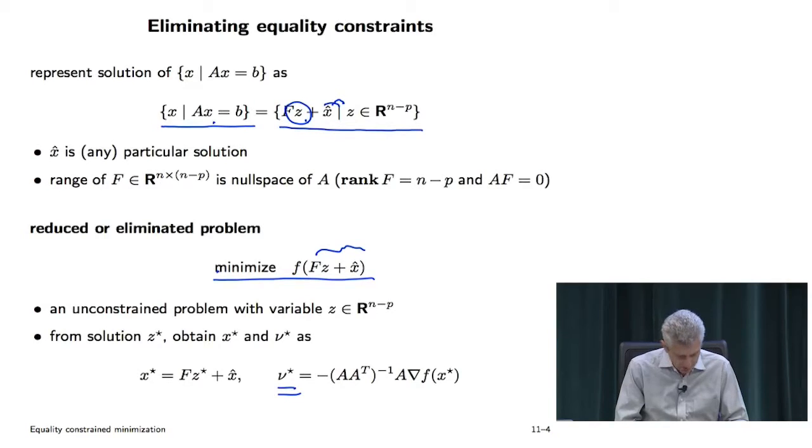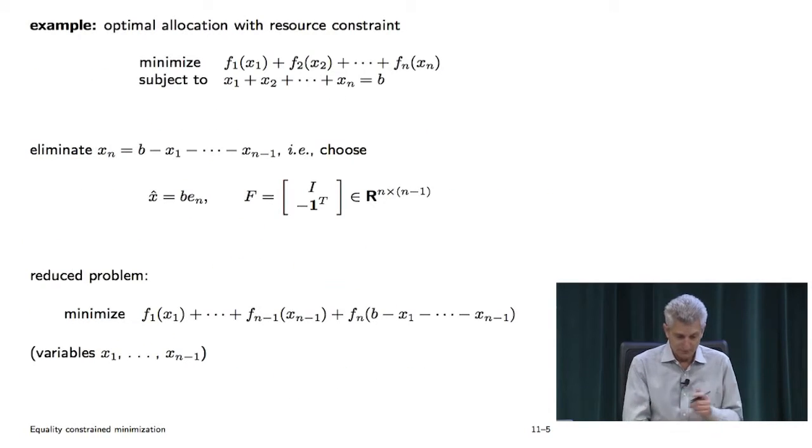So what this says is that at this point, you don't need to know any more theory about equality constrained problems, because you just reduce it to an unconstrained problem, and it's done. Okay, so, quick example of that.